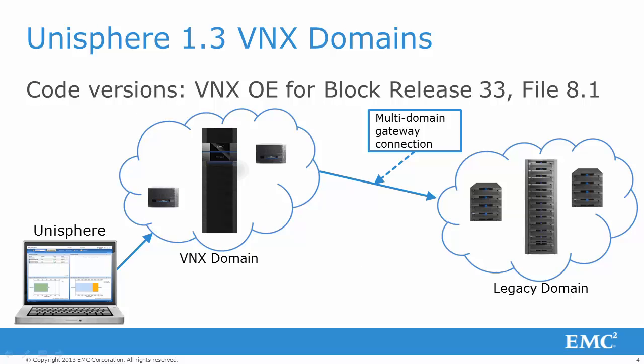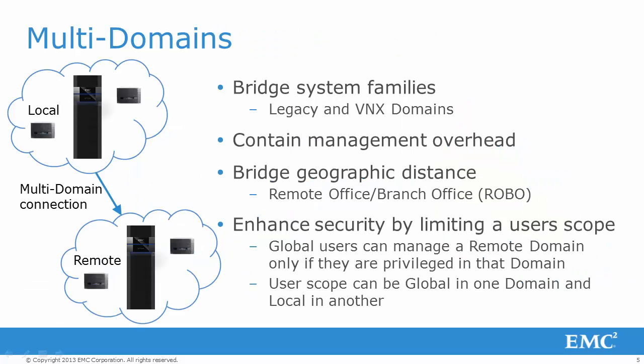Unisphere 1.3 allows you to have multiple VNX storage systems in the same domain, provided that all the VNX storage systems are running Unisphere 1.1.25 or later. Those VNX systems which are running Unisphere 1.1.0 will still need to be in a separate domain, but those systems can be managed by Unisphere 1.1.25 domains and later, using the multi-domain functionality. Legacy domains can also be managed using the multi-domain functionality.